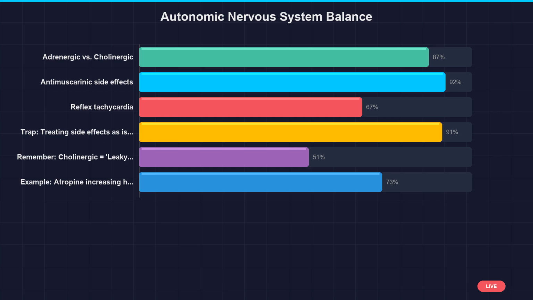What I see students do is treat side effects as random lists, but they're just the seesaw tipping. Dry mouth isn't a random glitch, it's the inevitable result of blocking the digest side of the board.